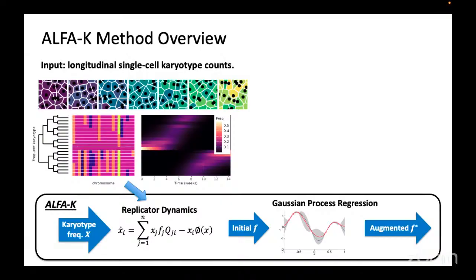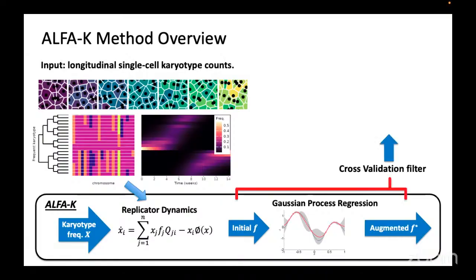We don't actually often see a whole lot of different karyotypes in the input data. So we have a second step where we do Gaussian process regression. You can think of that as similar to a spline. This makes predictions for karyotypes that are not actually present in the input data. So we end up with predictions of fitness for thousands of karyotypes, not necessarily all directly observed in the input. Once we have these augmented fitness estimates, that is essentially our fitness landscape.